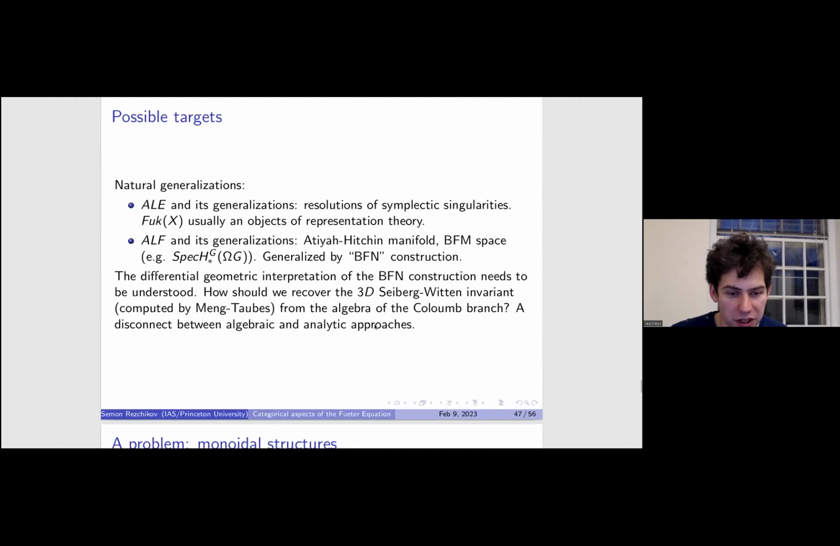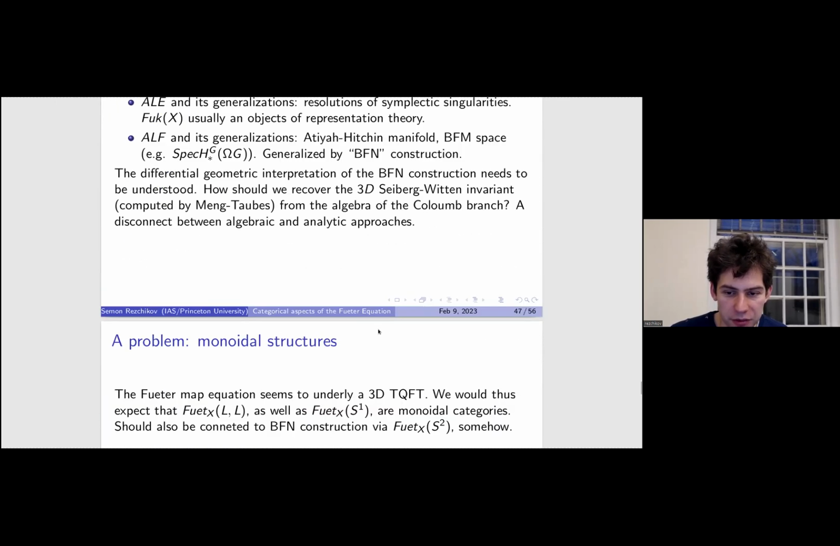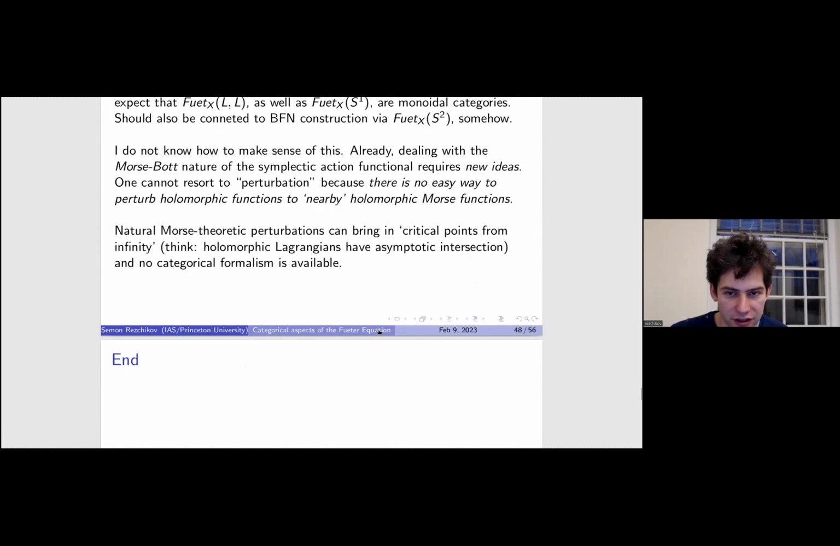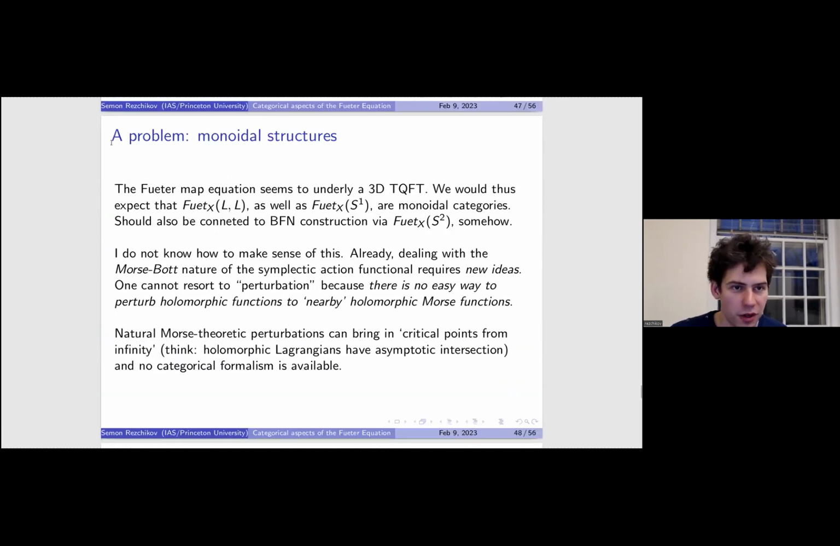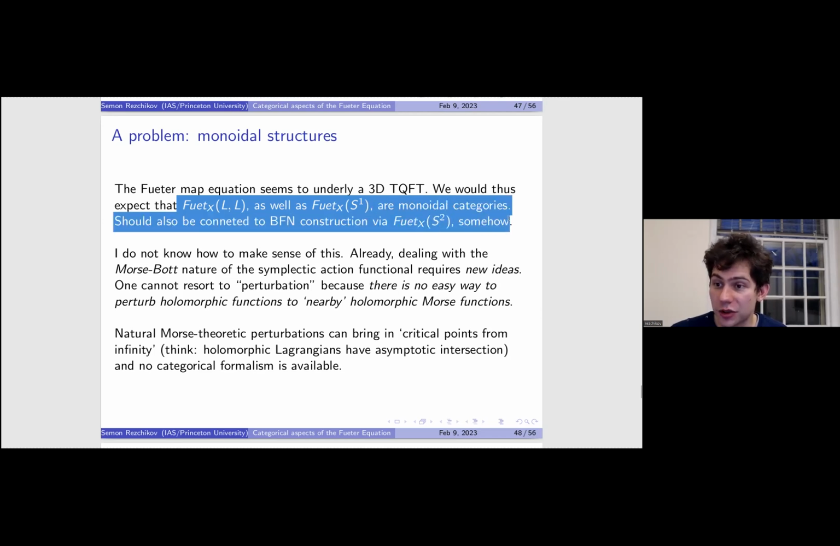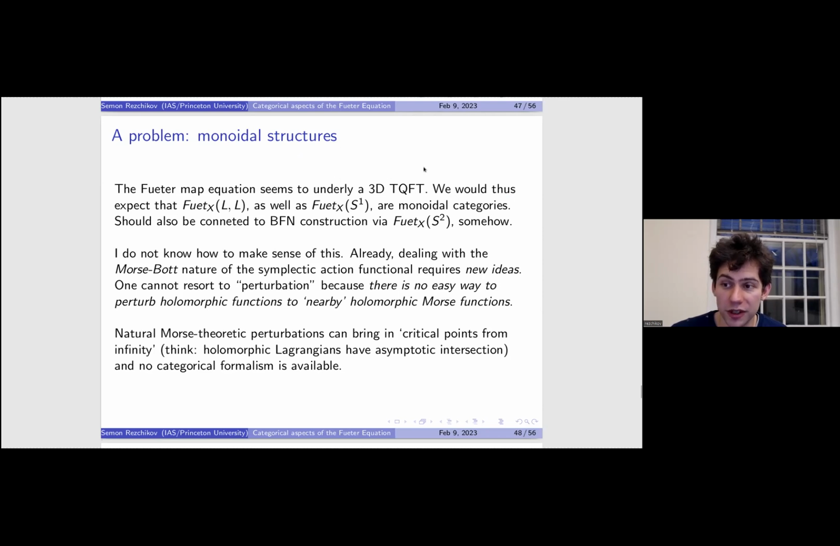So that's maybe all I should say right now, except that the biggest question for me here is that theoretically, if this is some 3D TQFT, then you would like things to have monoidal structures. But I don't know how to define these monoidal structures, because these functionals are usually not Morse. Sometimes they're Morse-Bott. In the Morse-Bott case, I don't know how to define the endomorphisms of a holomorphic Lagrangian, like to define composition on that. And I think that's a really interesting question.